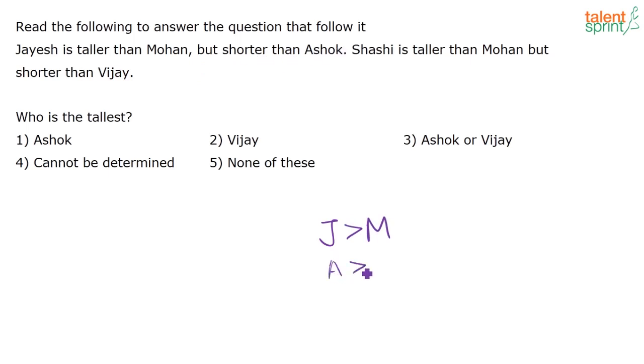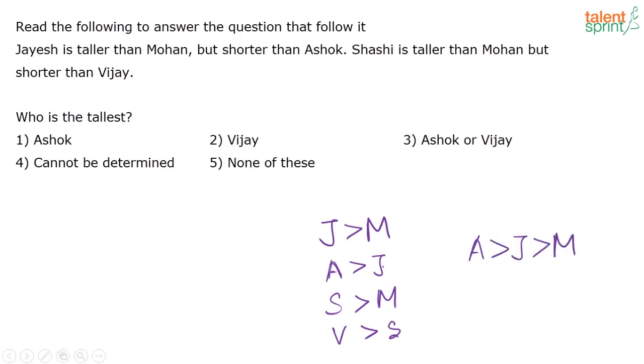I can say Ashok is taller than Jayesh, because Jayesh is shorter than Ashok. Now Shashi is taller than Mohan, and Shashi is shorter than Vijay, so I can say Vijay is taller than Shashi. Collating the information, we get A is greater than J, is greater than M. Now I also get S is greater than M and V is greater than S. Basically, there are 5 people and all these 4 persons, A, J, V and S, are greater than M.